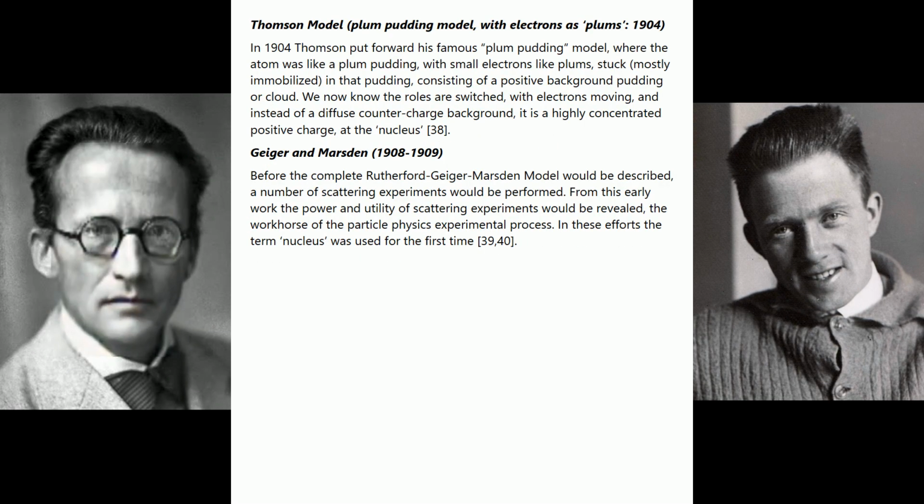Thomson model, plum pudding model, with electrons as plums, 1904. In 1904 Thomson put forward his famous plum pudding model where the atom was like a plum pudding with small electrons like plums, stuck, mostly immobilized, in that pudding consisting of a positive background pudding or cloud. We now know the roles are switched, with electrons moving, and instead of a diffuse countercharge background, it is a highly concentrated positive charge at the nucleus.